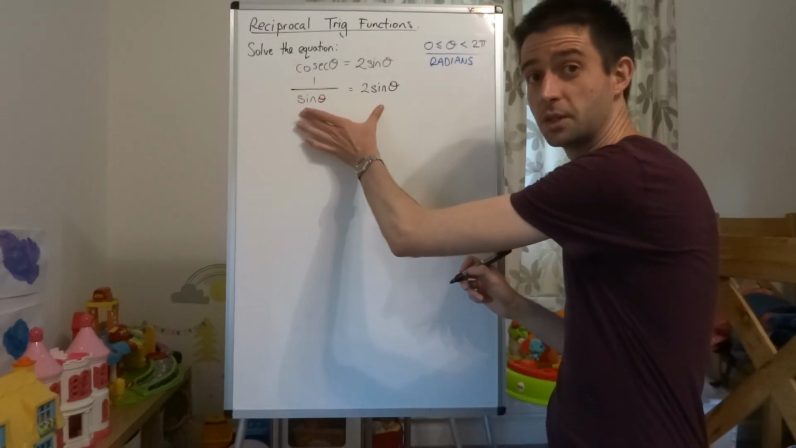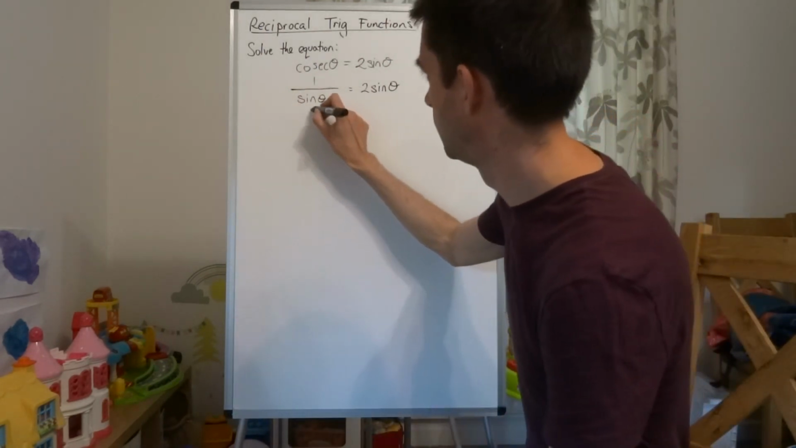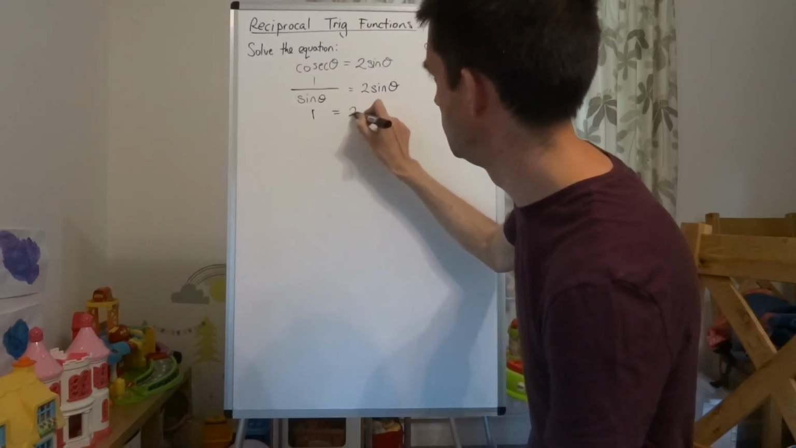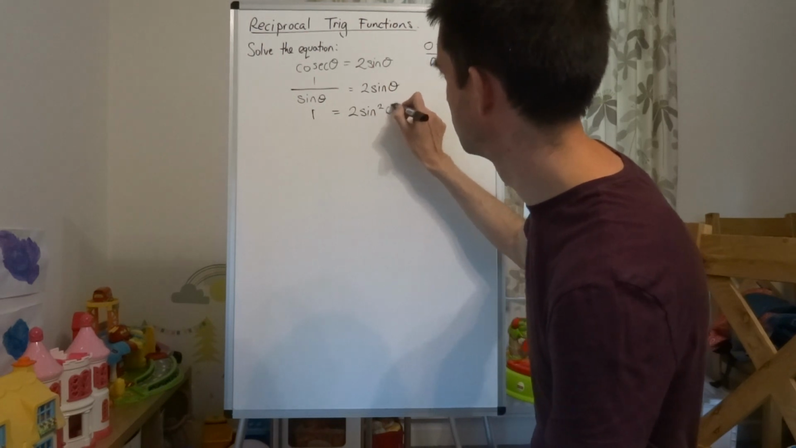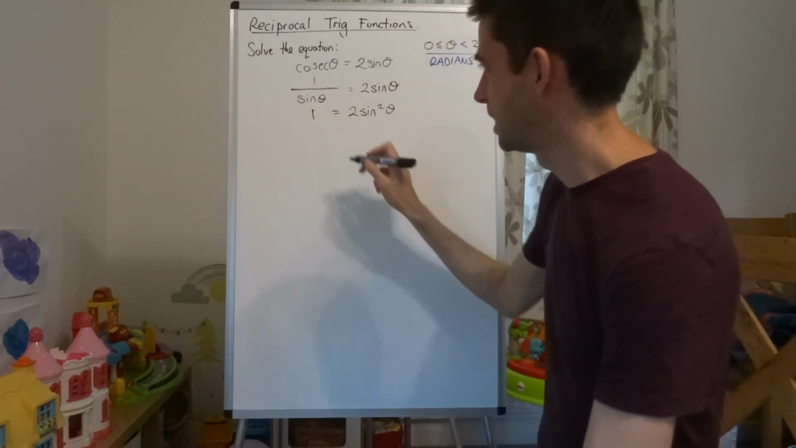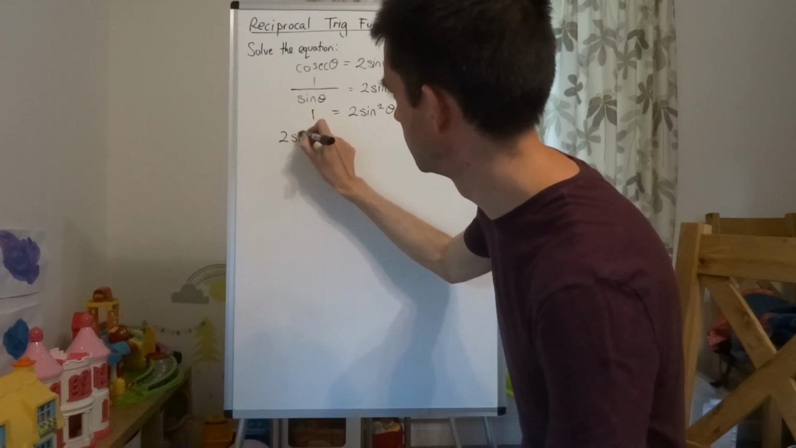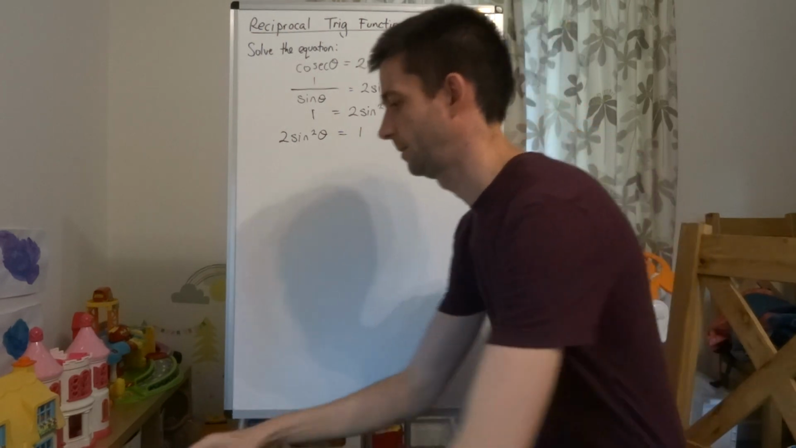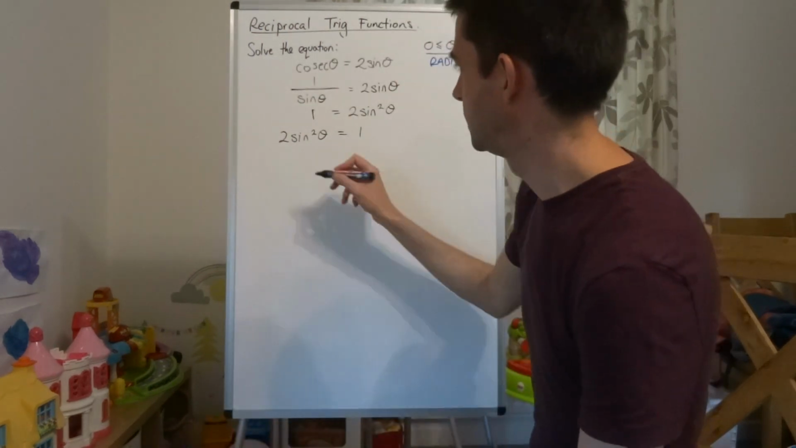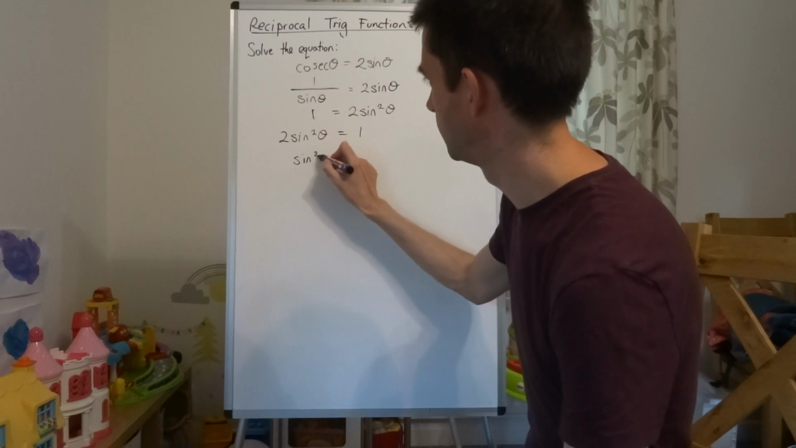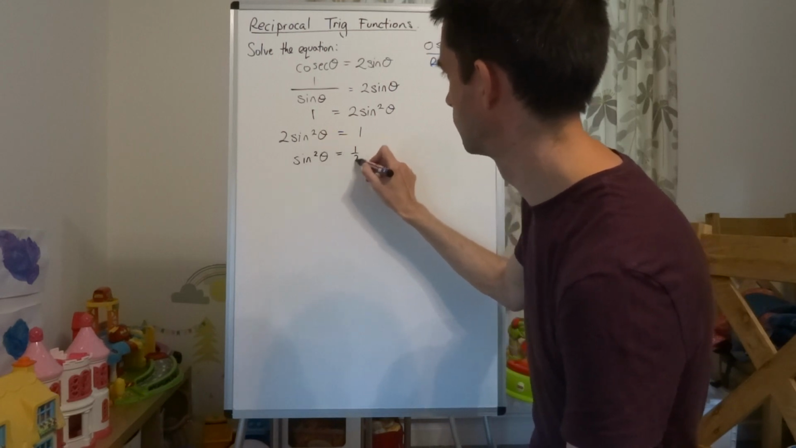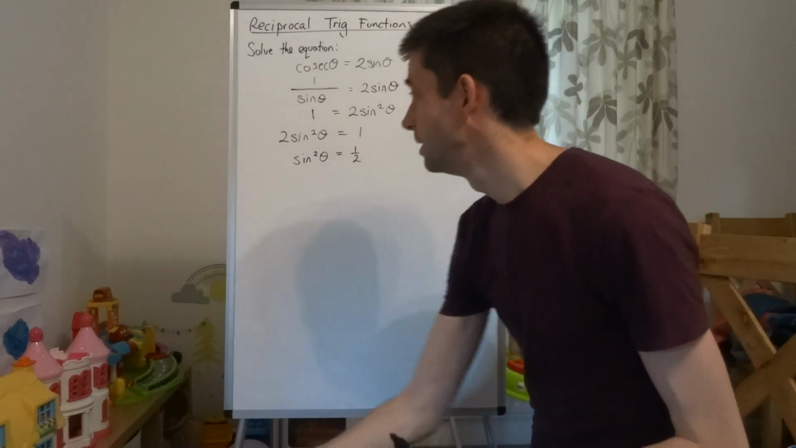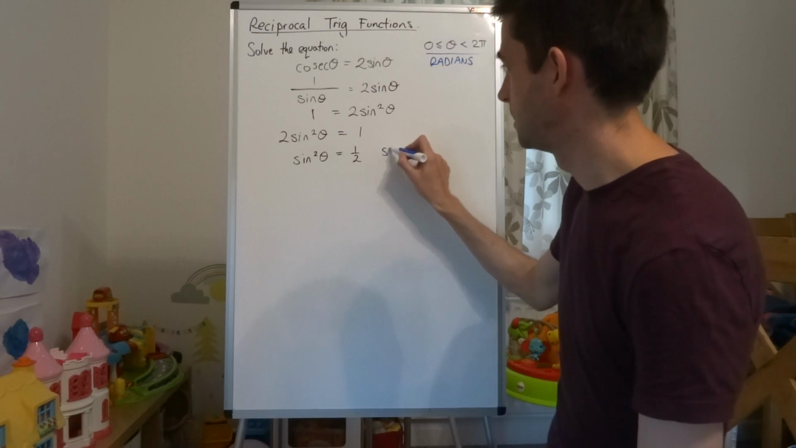You might see how this is going to be manipulated. If I multiply both sides of the equation by sine theta, I would have 1 equals 2 sine squared theta. I'm just going to write that the other way around: 2 sine squared theta equals 1. And what that means is that sine squared theta will equal a half.